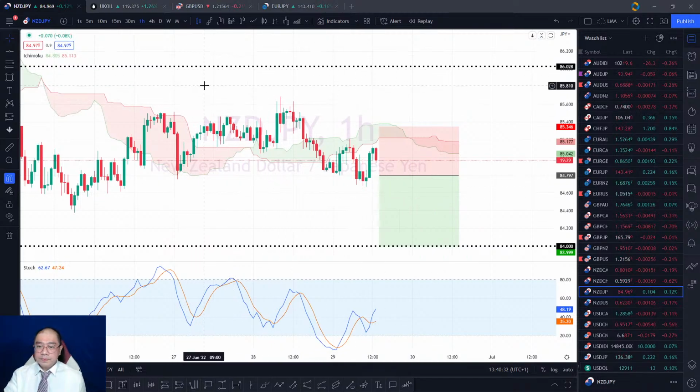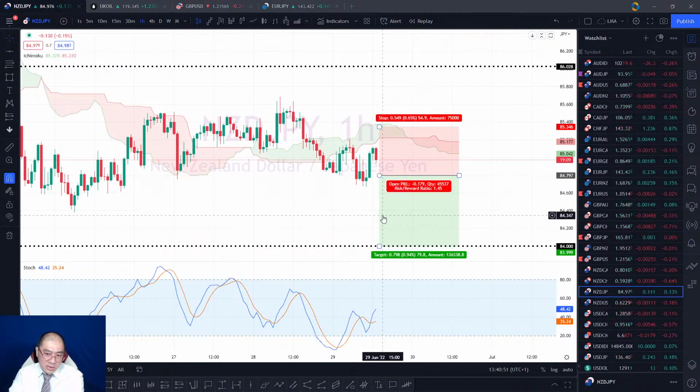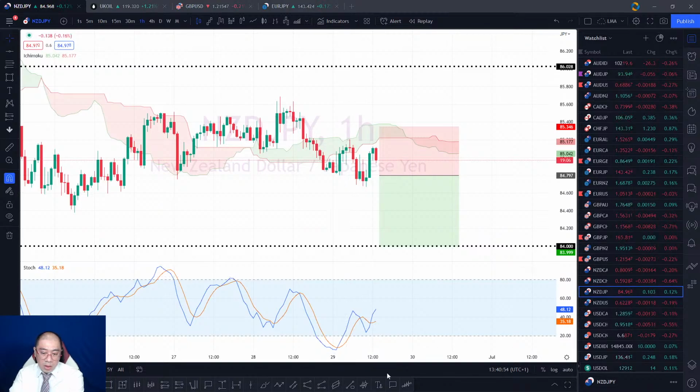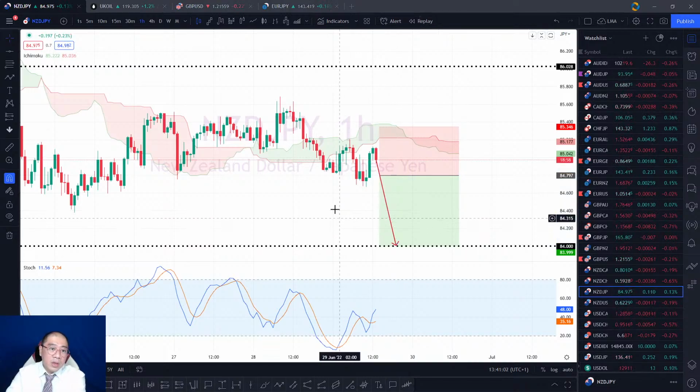Is it gonna go down? Momentum still points to the upside for the hourly time frame, so I don't think it could go down at any moment. It could eventually go down, but I am not seeing this right now. I'm just not seeing this on New Zealand yen at the moment.